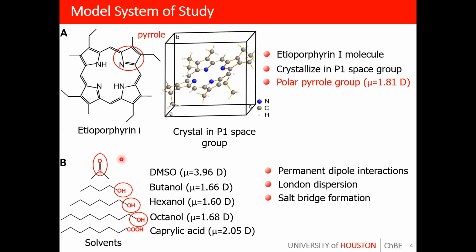And the choice of these solvents can highlight the role of London dispersion interaction between the solute and the solvent, specifically between the nonpolar parts. So DMSO has a very short alkyl chain length, and the alcohols butanol, hexanol, and octanol have increasing alkyl chain length, and etioporphyrin has methyl, ethyl, and methine groups as the nonpolar groups. And finally, we use caprylic acid with a COOH group to see if there is any kind of salt bridge formation between this COOH group of caprylic acid and the pyrrole nitrogens of etioporphyrin 1.